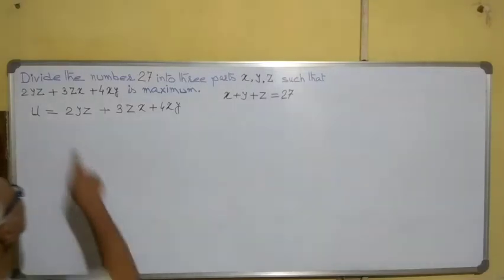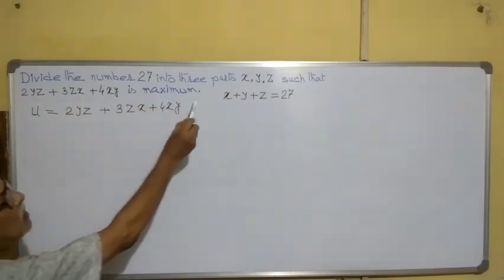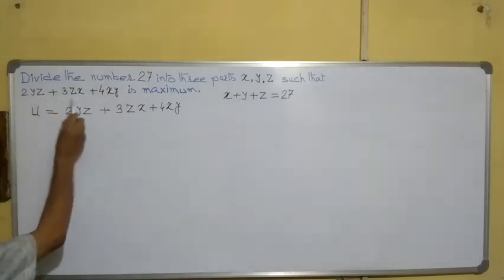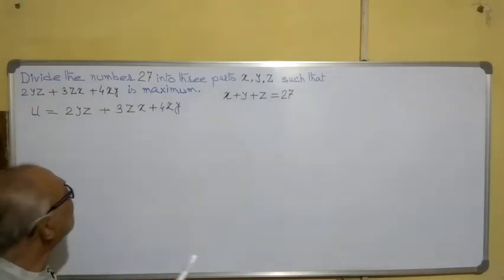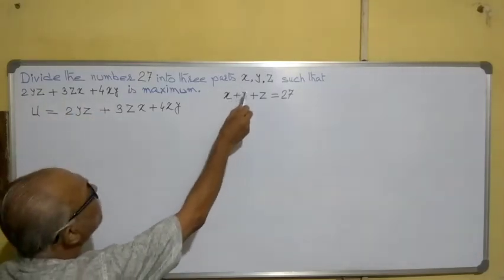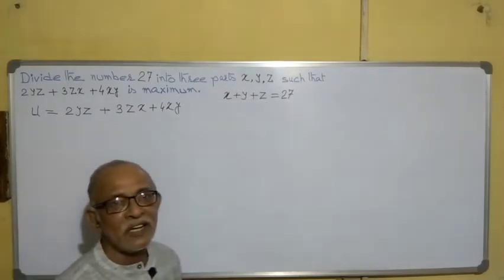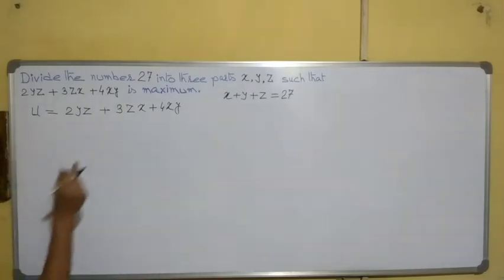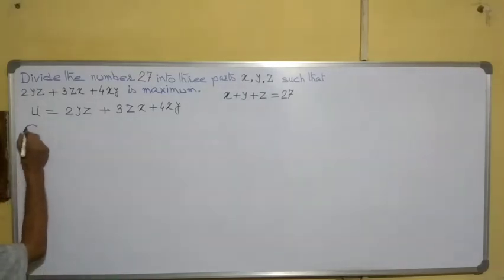Welcome. Consider this sum: divide the number 27 into 3 parts x, y, z such that 2yz plus 3zx plus 4xy is maximum. Let us assume that u equals this expression, and according to the given condition, x plus y plus z equals 27. As you know, for maximum or minimum of u, du equals 0. Let us do it.